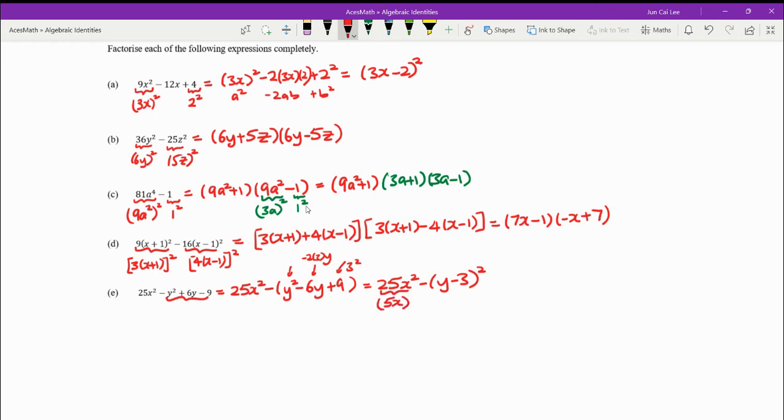They are squared. 25x squared is just 5x whole squared. So with that, we can actually write it as a plus b and a minus b. Okay, so this simplifies to 5x plus y minus 3 and 5x minus y plus 3. And that's it for the factorization.